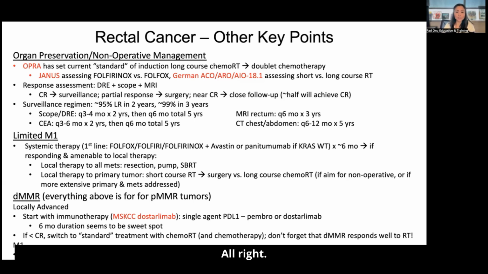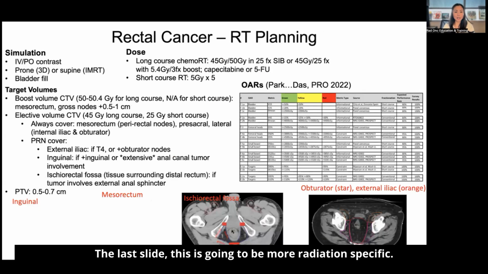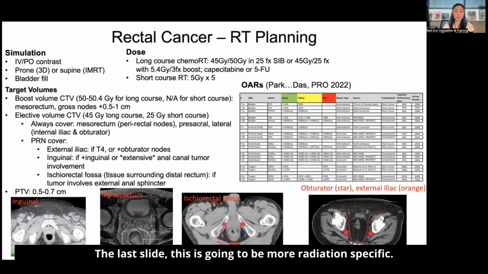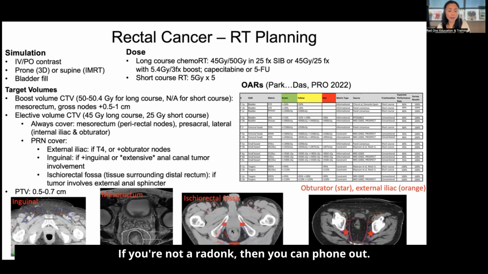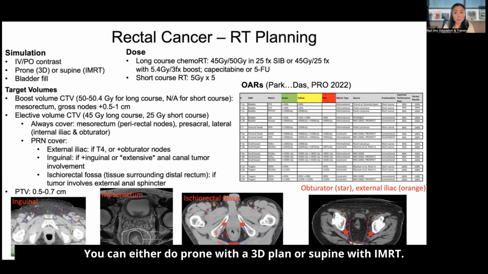All right, so last slide. This is going to be more radiation specific. So if you're not a rad onc, then you can zone out. But here's what you should know about radiation planning. So you want to give contrast IV and PO. You can either do prone with a 3D plan or supine with IMRT. You want to make sure their bladder is full.